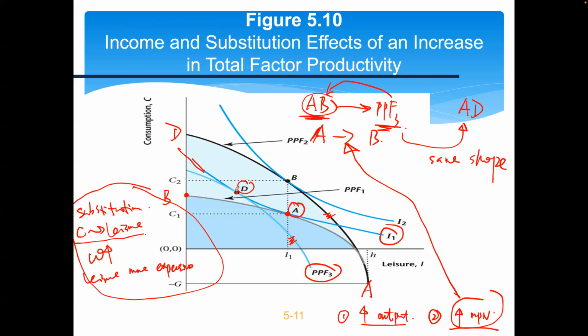Now we're going to move from D to B, and what we care about is B, right? Because this is the new PPF with a higher-level indifference curve. From D to B, we construct a PPF such that it has the same shape as the final PPF. Hence, the only difference between PPF3 and the final PPF is what? It's the income level. So this goes to here, and we call it the income effect.